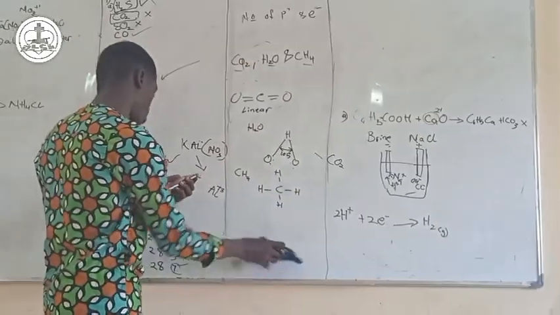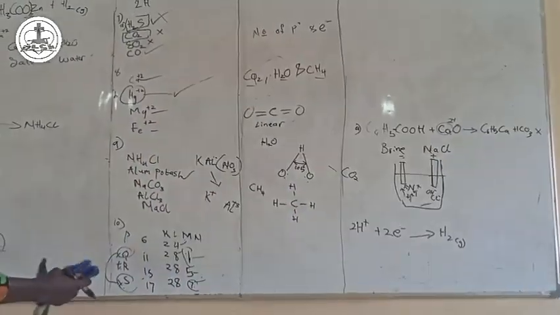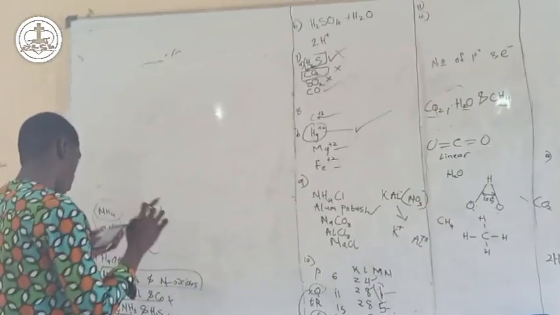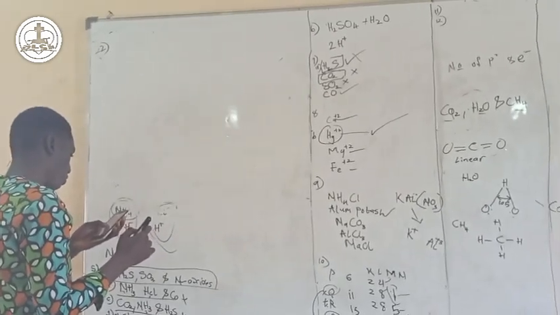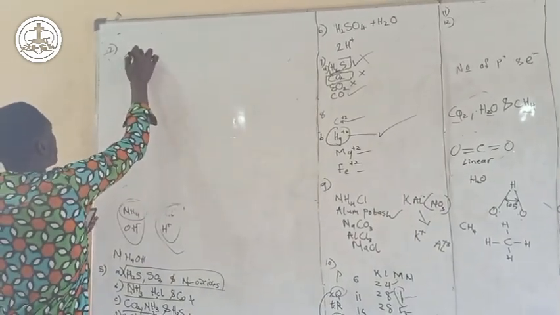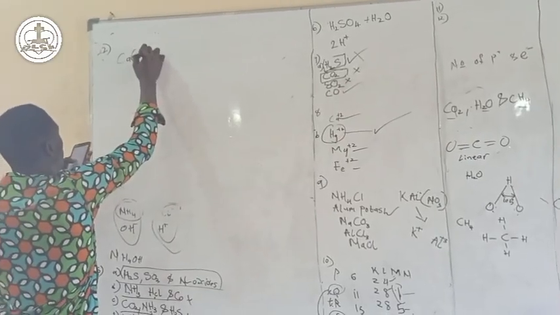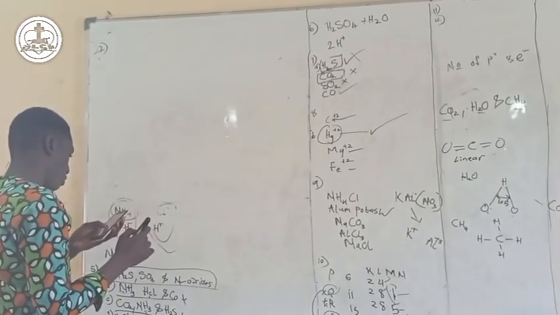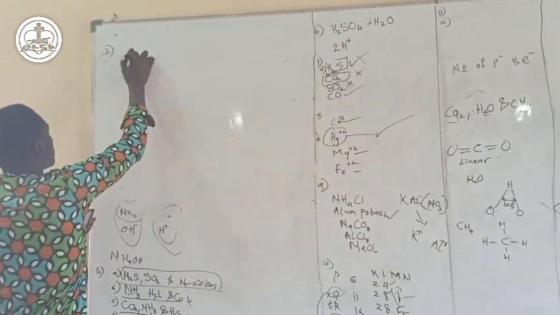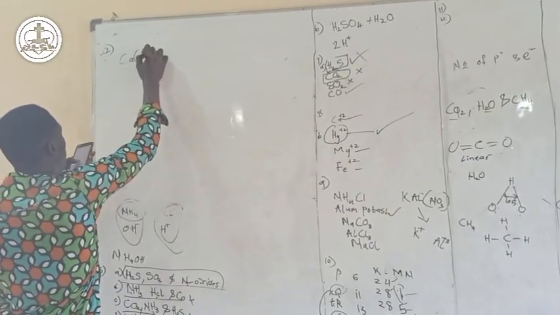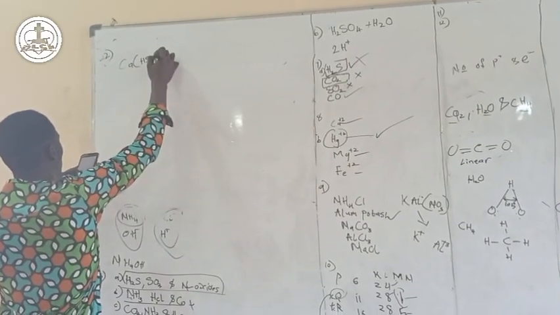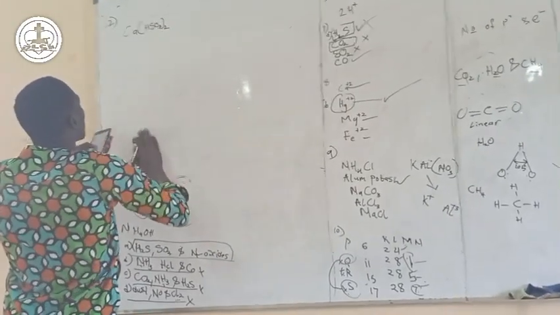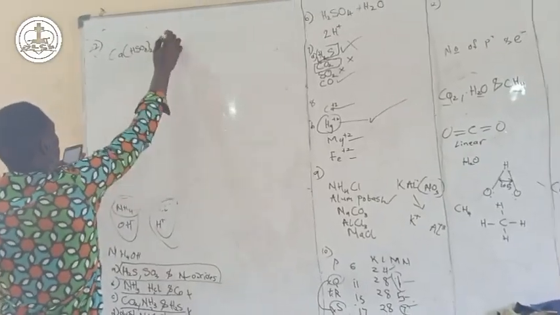Now we go to the next question, number 21. The question is not actually clear, so I think we'll skip down to question number 22. Question number 22 says the oxidation number of sulfur in this chemical compound, Ca(HSO3)2. What is the oxidation number of sulfur?